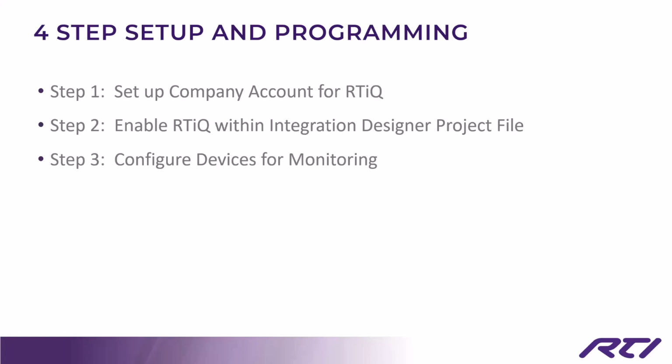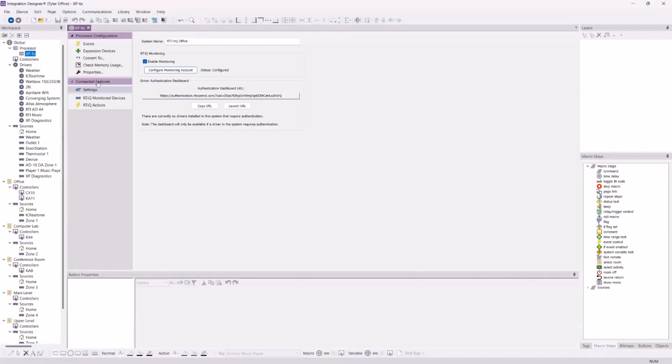One of the coolest parts about this, though, is that all the RTI Ethernet controlled devices, such as a KX10S or a KA11, will automatically be defaulted into being monitored by RTiQ. However, third-party source devices can be monitored in three different ways. So let's go back into Integration Designer real quick. Under the connected features, you'll see RTiQ monitored devices. I've added in all of my control source devices as well as all the RTI devices.